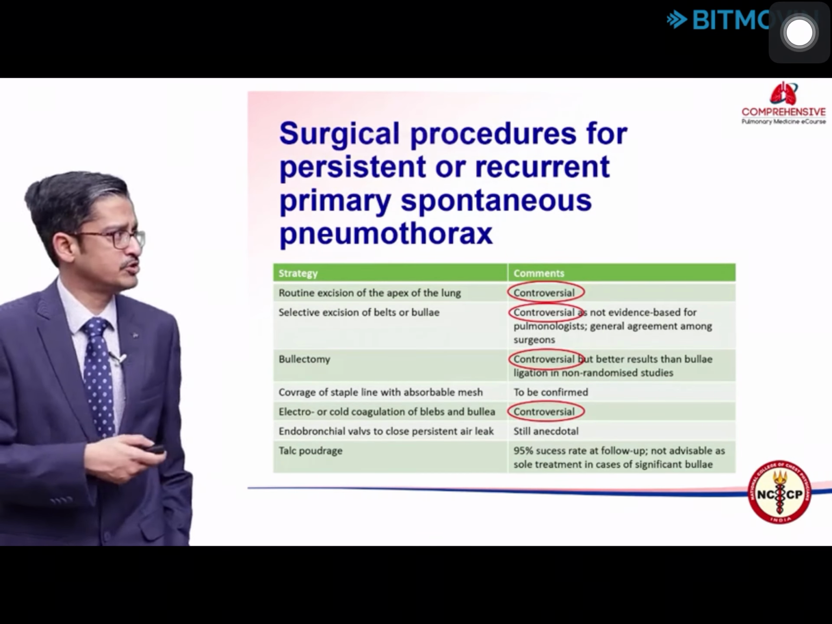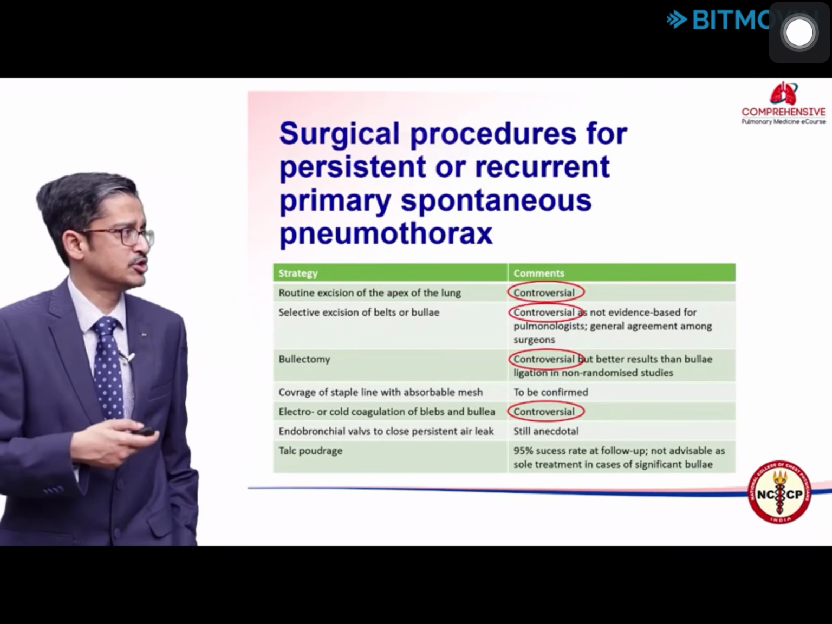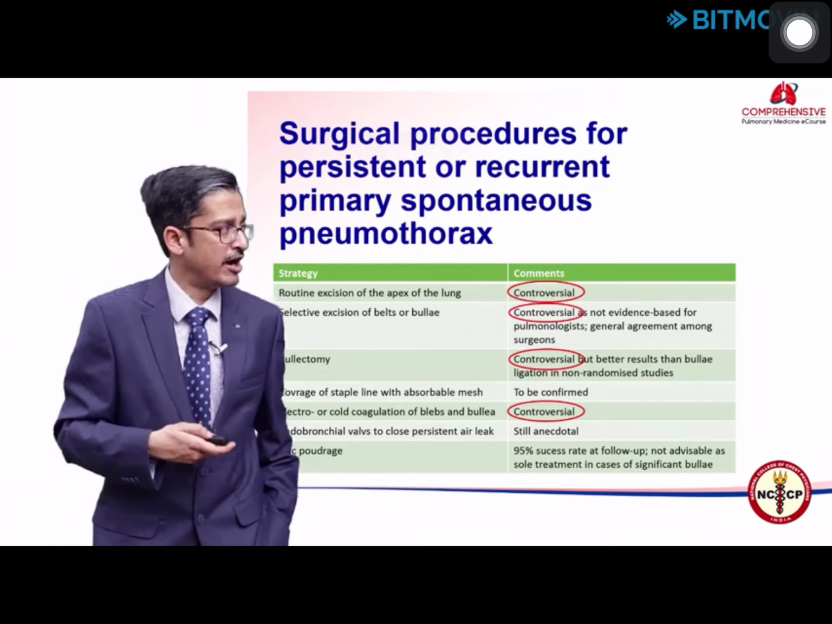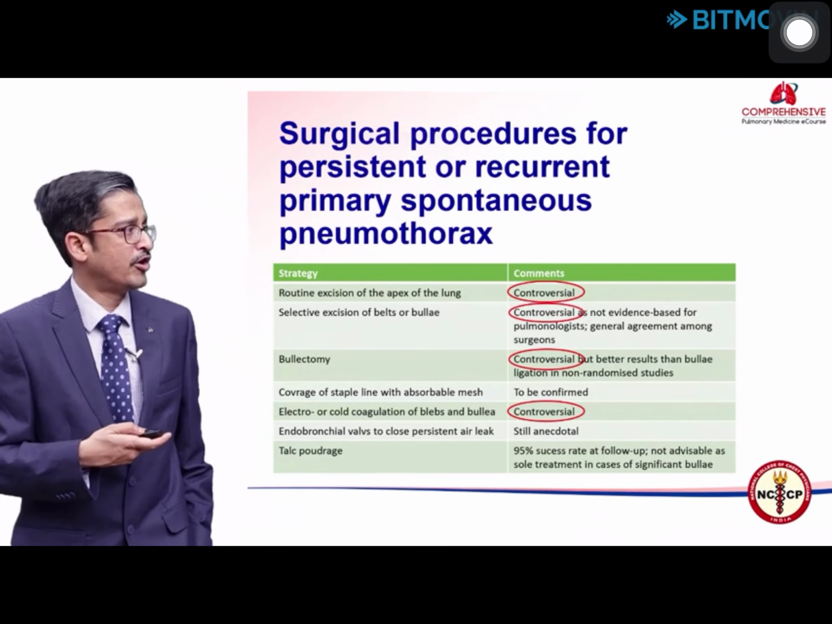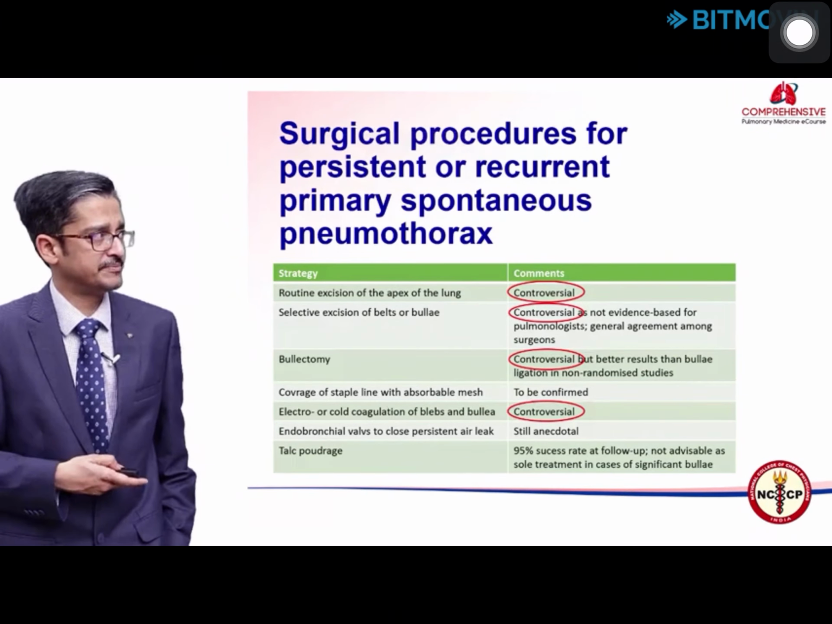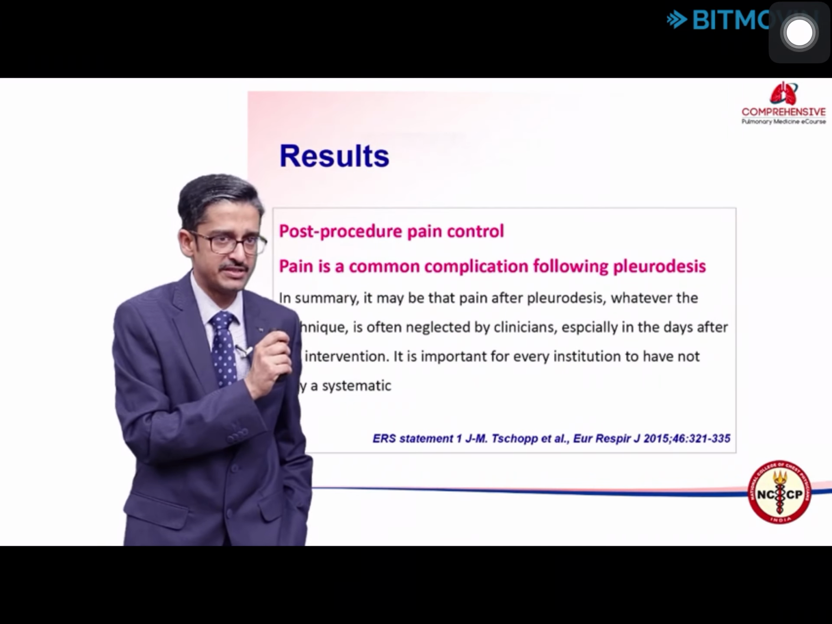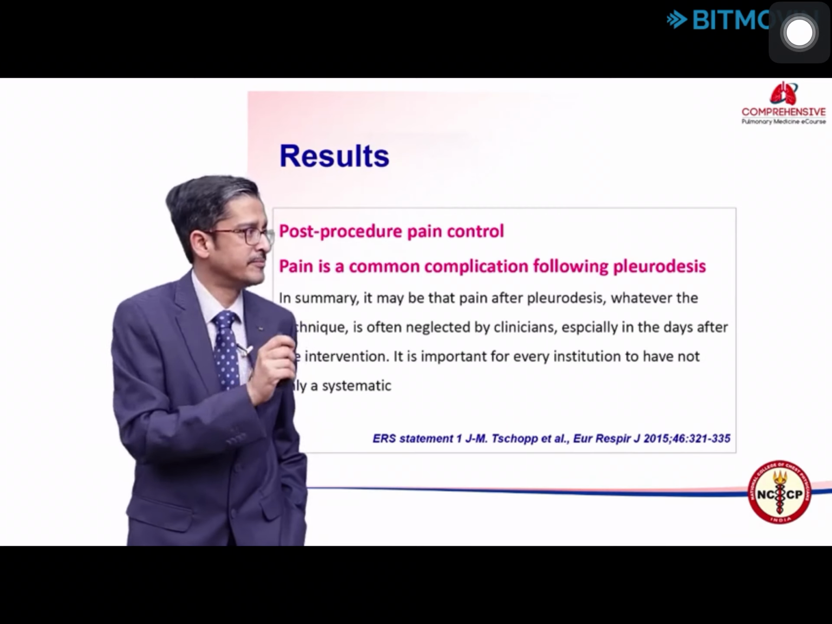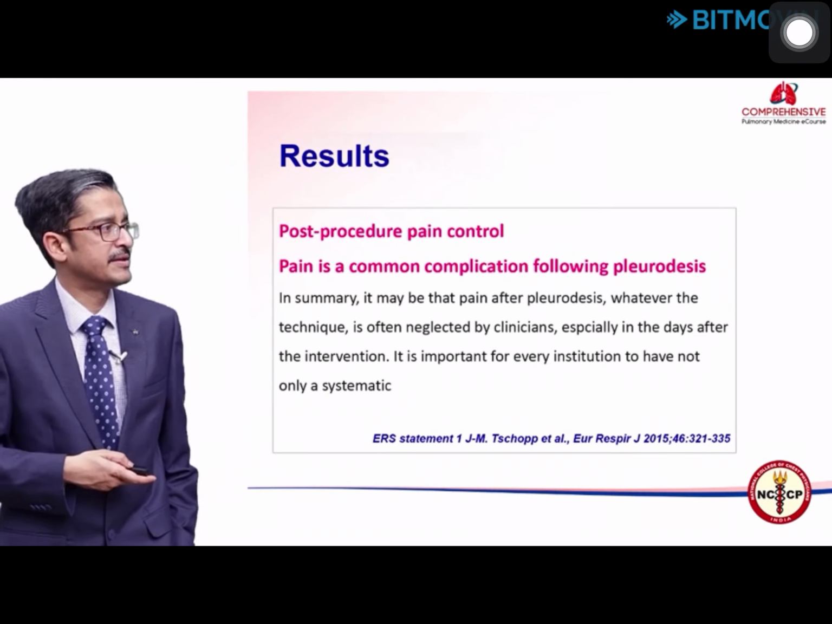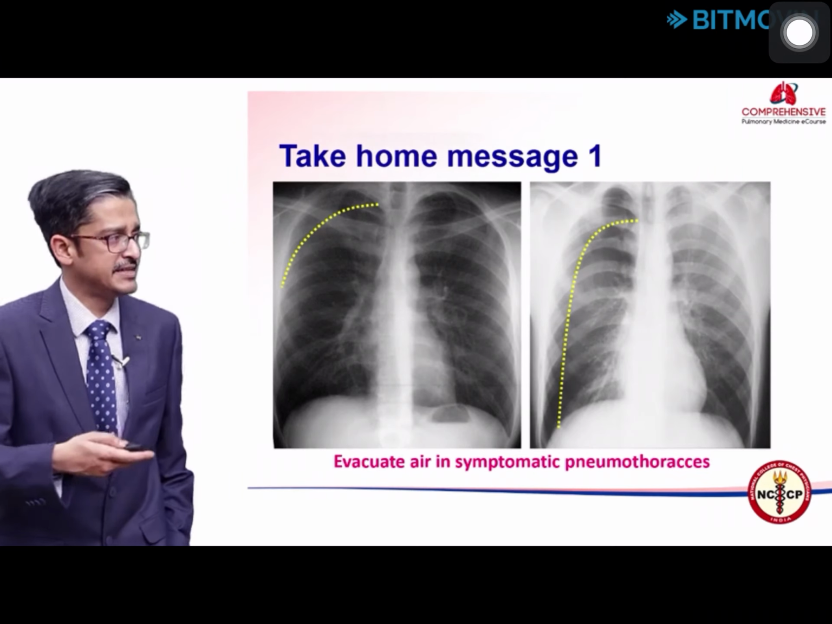The other surgical approaches, so things like routine excision of apical bulla, selective excision of bullae or blebs, bullectomy and so on and so forth, are at best controversial. The newer techniques like putting in endobronchial valves or electro and cold coagulation of blebs and bullae are still evolving, and again the data is not substantial. Something we do poorly is controlling pain as a complication of pleurodesis. This is simple but often not thought of, and again the ERS statement emphasizes that pain control after pleurodesis is an important thing.